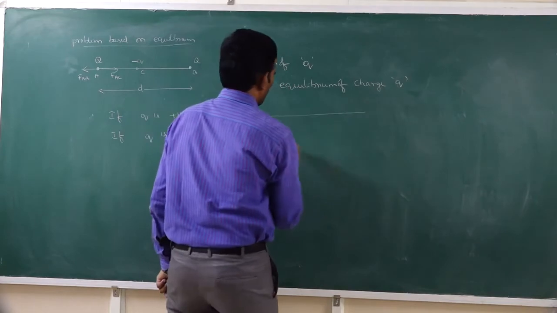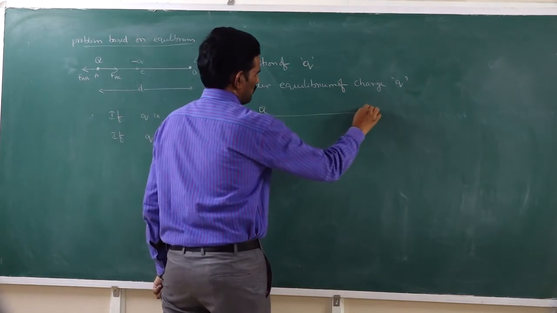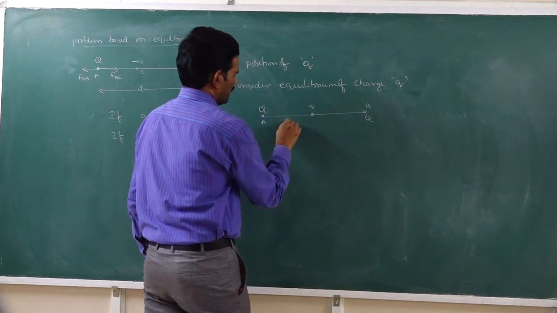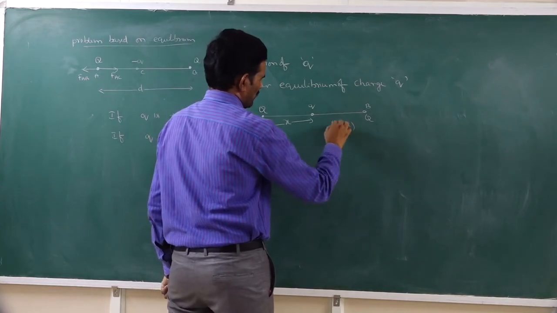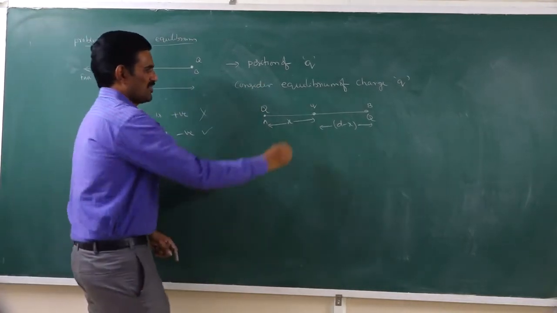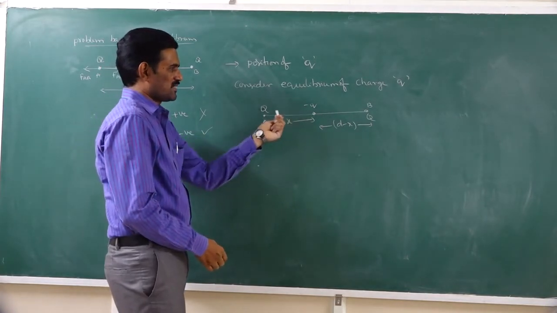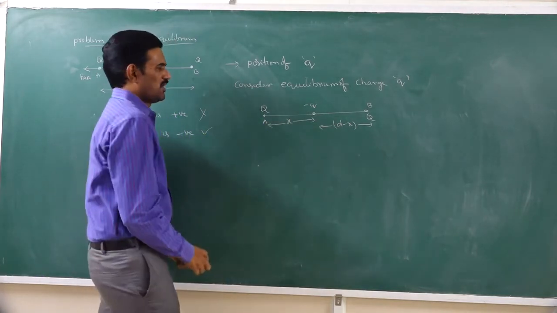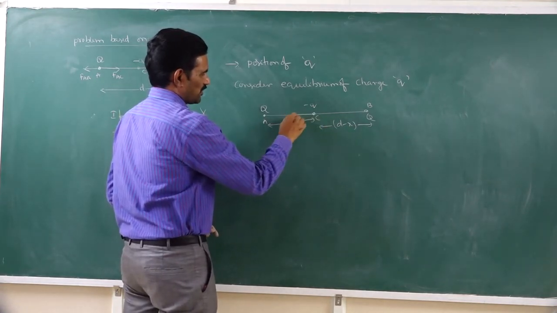If we consider the equilibrium of charge q, this is our A, capital Q, and this is B, capital Q, and now we are placing this charge here, and I am taking this distance as x from this. And this distance will be d minus x, because the distance between A and B is d. Now we are taking that the charge q is in equilibrium. So the charge q is in equilibrium means the force due to A and the force due to B must be opposite in direction, and they must be equal in magnitude. So the force acting on C due to A will be an attractive force along this direction.